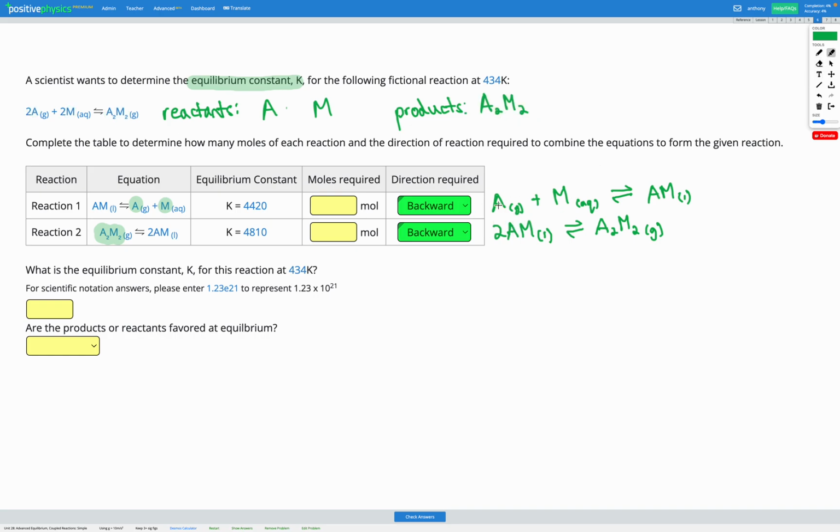Let's start with reaction step 1. So we have A and M in this reaction. In our goal reaction, we have 2A and 2M. So that's telling us we're going to need 2 lots of this reaction here in order to get the right numbers of A and M in our goal equation.